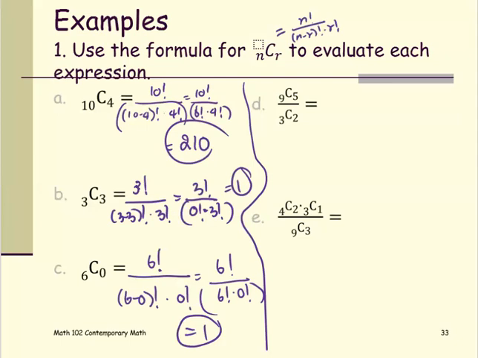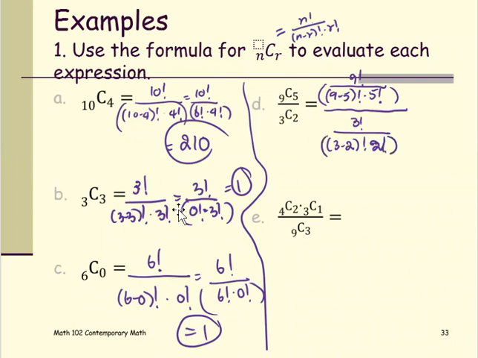Now the next one, part D. The numerator is the combination of the 9 selecting 5, or 9 factorial divided by 9 minus 5 factorial times 5 factorial. Put parentheses around. And then the denominator, where n is 3, is 3 factorial divided by 3 minus 2 factorial times 2 factorial. It's very complicated, so let's just go ahead and use the formula directly on the calculator.